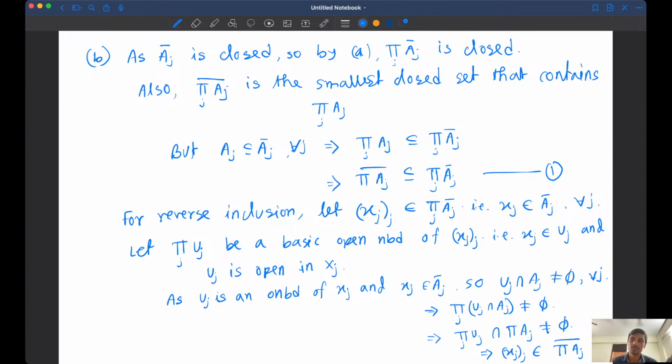And the other advantage was shown by Sir in the class: we can have an advantage while constructing continuous functions if we have the product topology in the codomain. So what other advantage do you think we can have by using the product topology in place of the box topology, other than these two advantages?